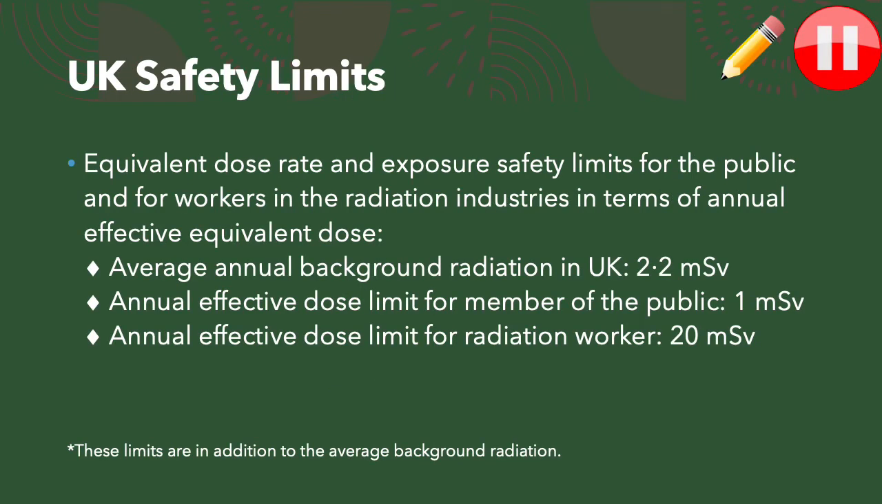So I spoke briefly there about UK safety limits. There are limits that are imposed by the government on how much radiation we can be exposed to every year. So the average annual background radiation in the UK is about 2.2 millisieverts. Of course, this depends on where in the UK you are, but that is the average. The annual effective dose limit for a member of the public is 1 millisievert, and for a radiation worker it's 20 millisieverts. Now these limits for the public and for a radiation worker, they're on top of that annual background radiation. So in total, you could be exposed to 3.2 millisieverts in 1 year.